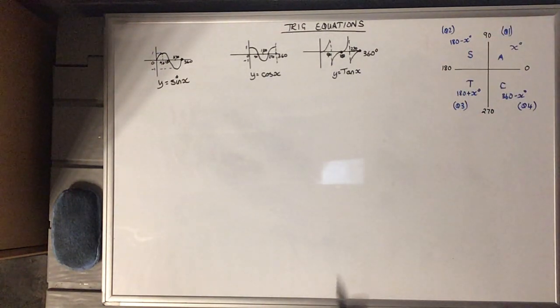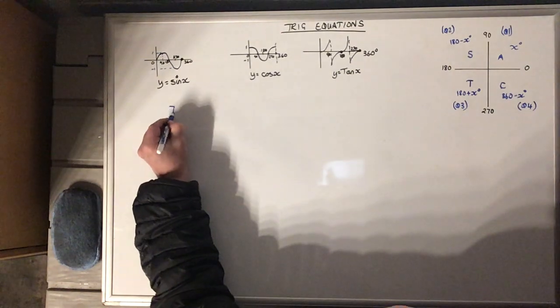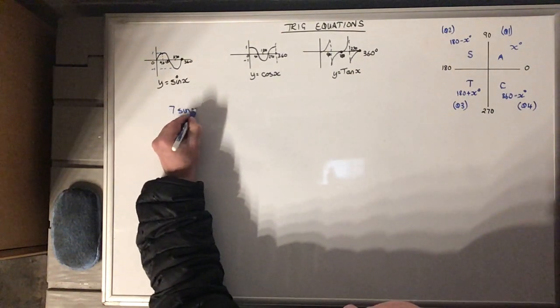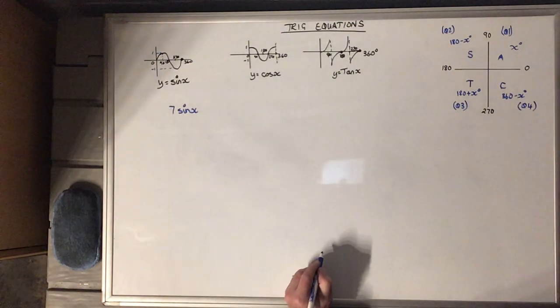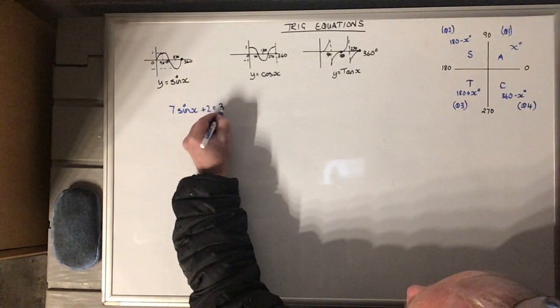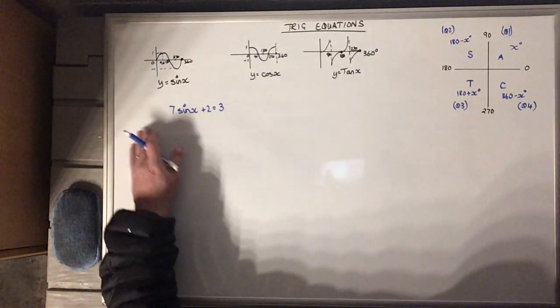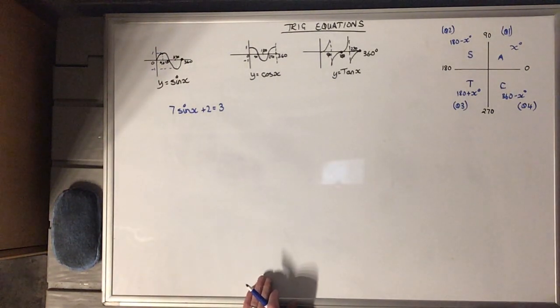So let's look at a reasonably straightforward equation. So we'll have something like 7 sine x plus 2 is equal to 3. And we have to find the values. I haven't put the range in, but the range is between 0 and 360.